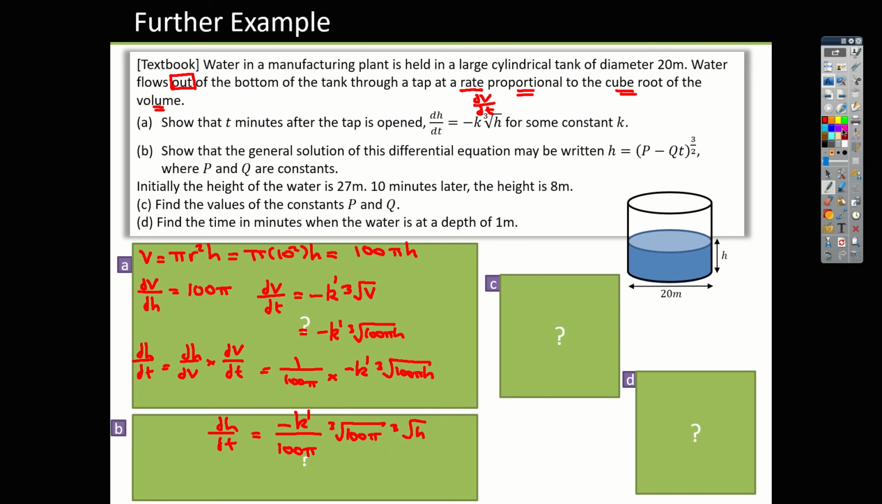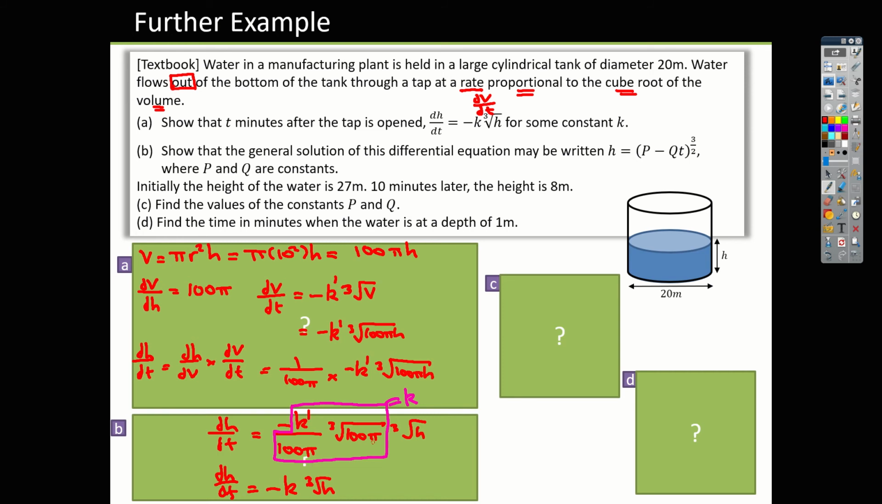And now what you notice is that everything except this final term is just a constant, even though k dash is an arbitrary constant. So all of this stuff now, I'm going to relabel as just being some new arbitrary constant, which I'm going to call k. And then we're done. So I'm going to finally write out what we're supposed to have. dh by dt equals minus k cube root of h, as required.